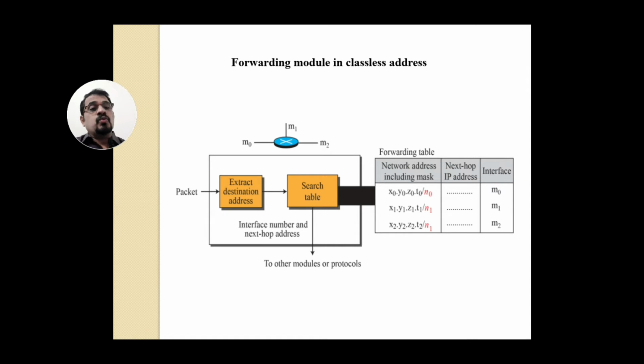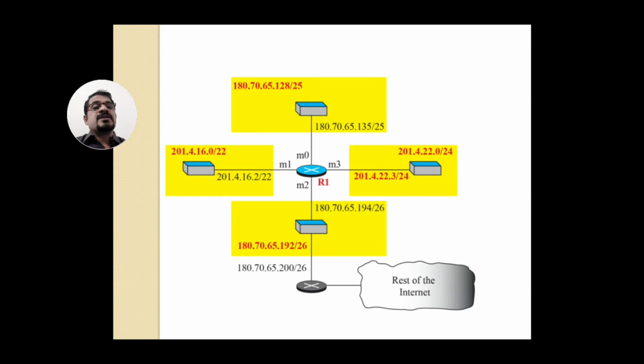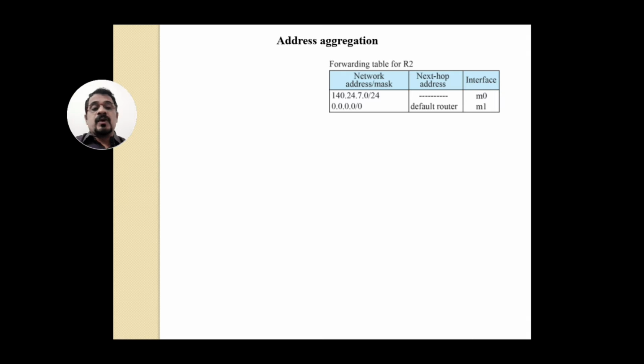Likewise, the router forwards the packets from the input port to the output port. Now in this diagram you can see that there are two routers. The first router has interfaces M0, M1, M2 and M3. M0 has a 180.70 connection, M3 is 201, M1 is 201.4.16 and M2 is 180.70. Likewise they are connected, and this is R1. Based on those addresses and that table, it forwards the packets.